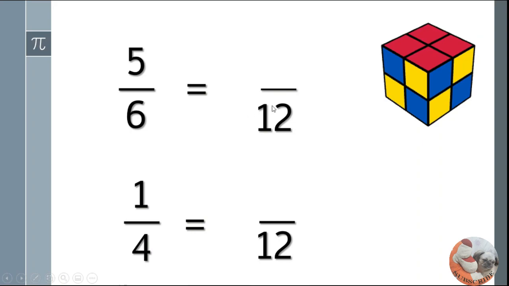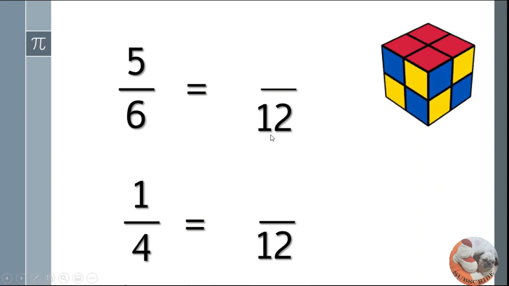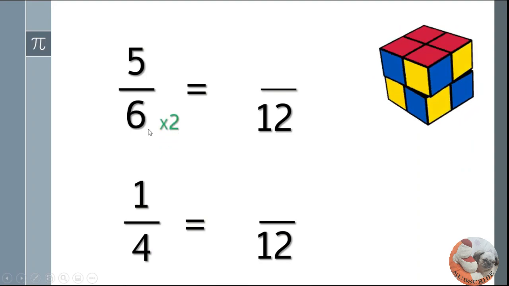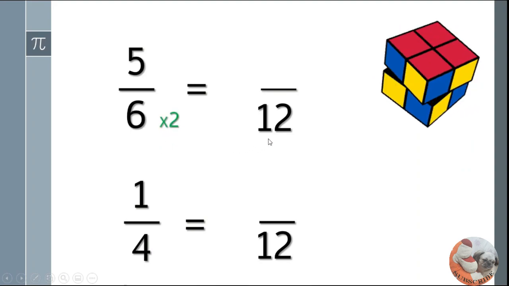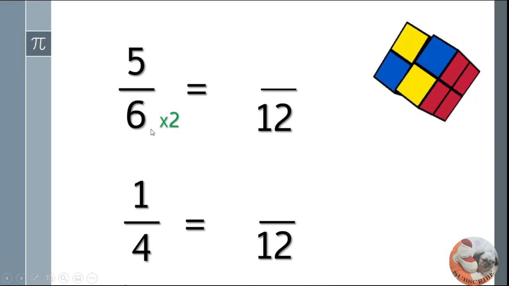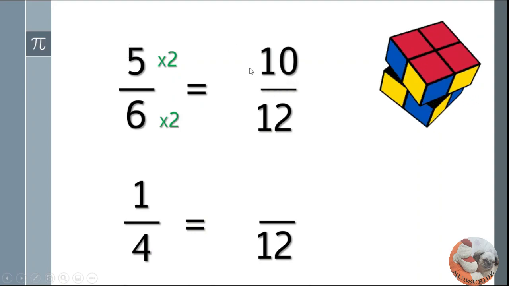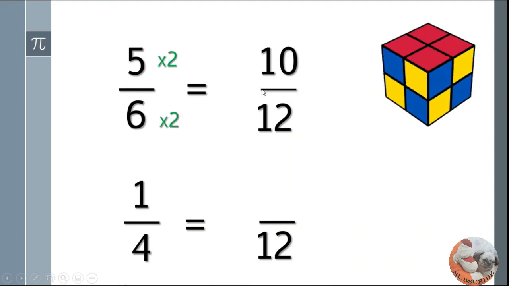Ilang 6 mayroon sa 12? O anong number ang imumultiply nyo sa 6 para maging 12? Ang sagot ay 2. 6 times 2 is equal to 12. Since minultiply nyo ng 2 ang denominator, imumultiply nyo rin ng 2 ang numerator. So 5 times 2 ang sagot ay 10, 12. So 5/6 is equal to 10/12.